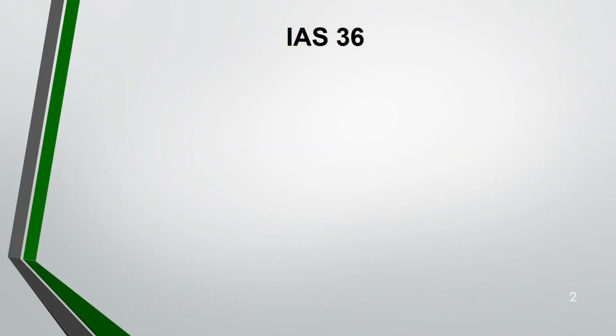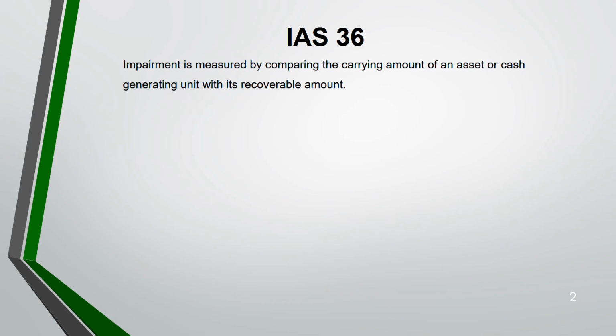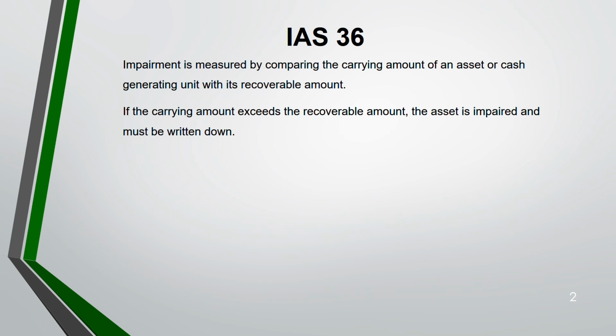Now, impairment is your expense. Impairment is measured by comparing the carrying amount of your asset or cash generating unit with its recoverable amount. If your carrying amount is more than the recoverable amount, your asset is impaired and you have to write it down to the recoverable amount. And if it's the other way around, when your recoverable amount is more than the carrying amount, the asset is not impaired. But very rarely will they give you a question where the asset is not impaired. Most of the time, they give you a situation where the asset is impaired.